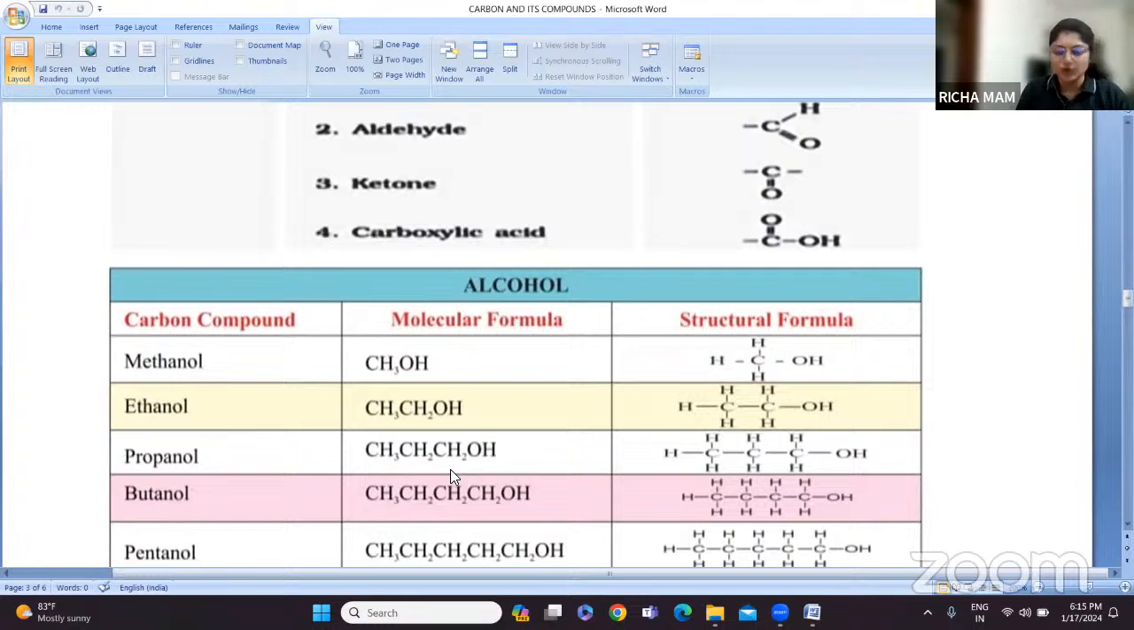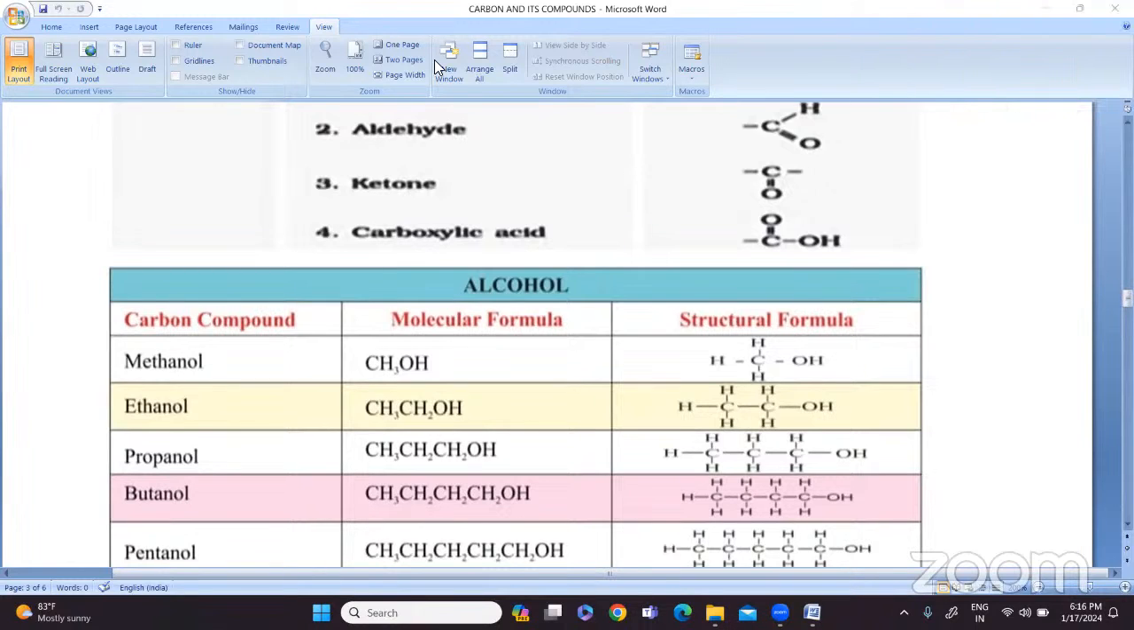Okay, coming back. As I said, when you have one carbon, it is called methane. Whenever you have the alcohol series, it ends with OL. Because you have one carbon atom and it ends with OL, it is methanol.